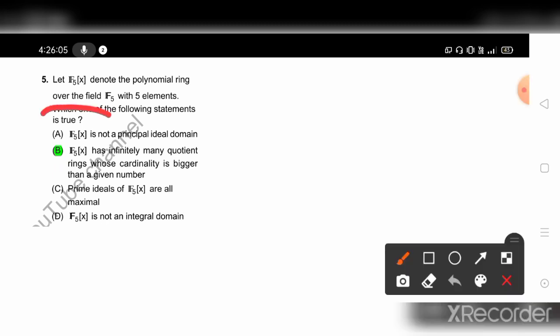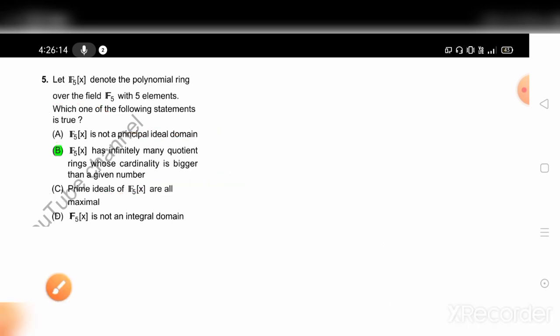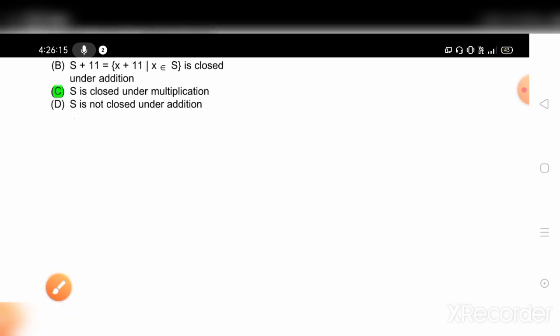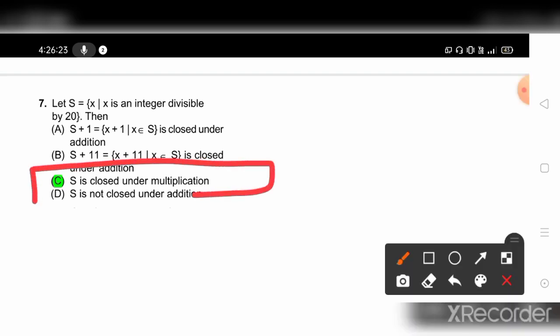Next question. Let F5 of x denote the polynomial ring over the field F5 with 5 elements. Which one of the following statements is true? Answer: F5 of x has infinitely many quotient rings whose cardinality is bigger than the given number. So option B is correct. Next question. Let S equal the set of x such that x is an integer divisible by 20. Then S is closed under multiplication. You can check.